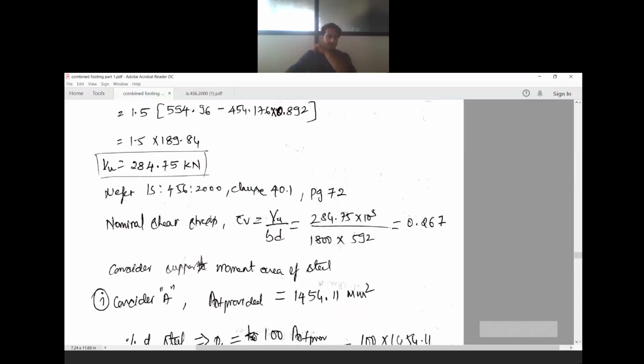Now, this is the shear force which is acting. Now we have to check the shear strength of the material. The nominal shear stress tau v is equal to Vu by bd. This is on page number 72 of your IS 456.